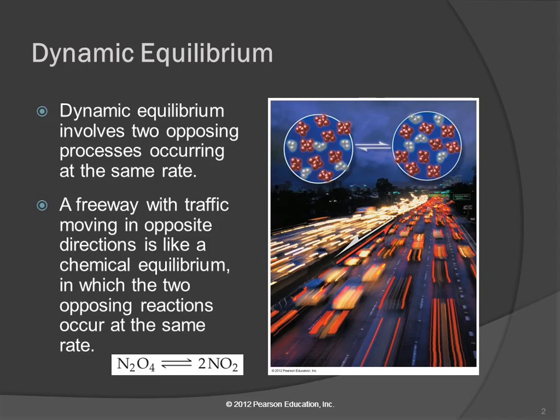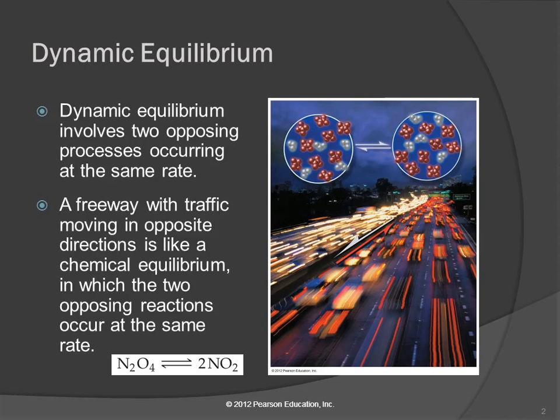One way to think of equilibrium is to remember that it's dynamic. It's not something that's stagnant. Dynamic equilibrium involves two opposing processes that are occurring at the same time. One analogy for this is a busy freeway. On this freeway, you have cars going this way, and cars coming in the opposite direction. You have things going one way and things going the other way, and yet overall you have the same number of cars on each side of the freeway.